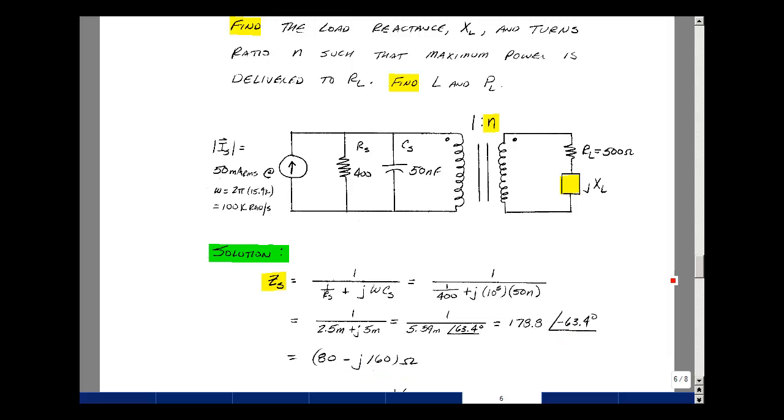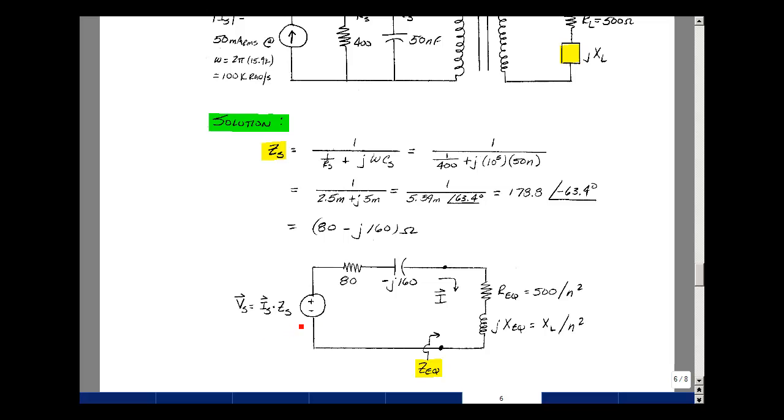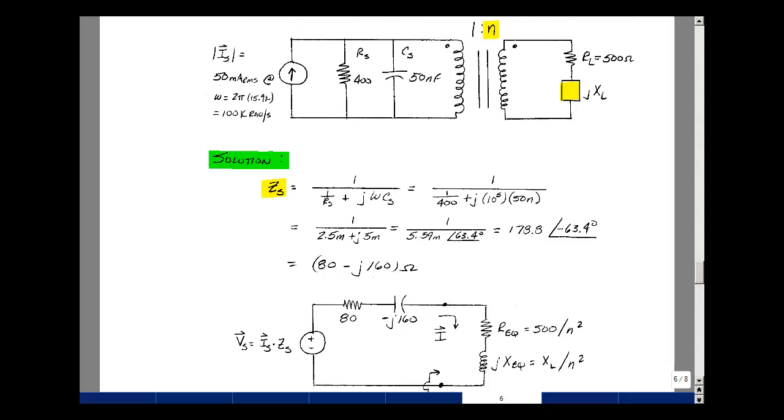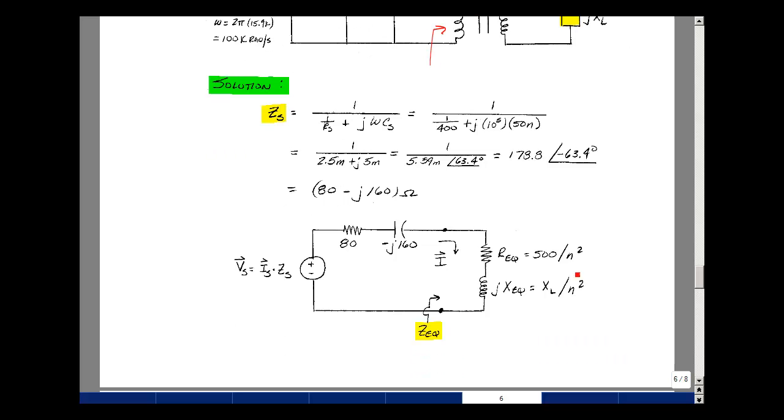Let's do a source transformation. Convert this into a voltage source in series with this impedance. So I sub S times Z sub S is going to be my voltage, and then I've got this 80 minus j160. Now looking into the transformer, using our formulas from Chapter 15, page 13, the impedance seen looking into this transformer is equal to the load impedance divided by N squared. That's going to be 500 divided by N squared, and then X sub L divided by N squared.